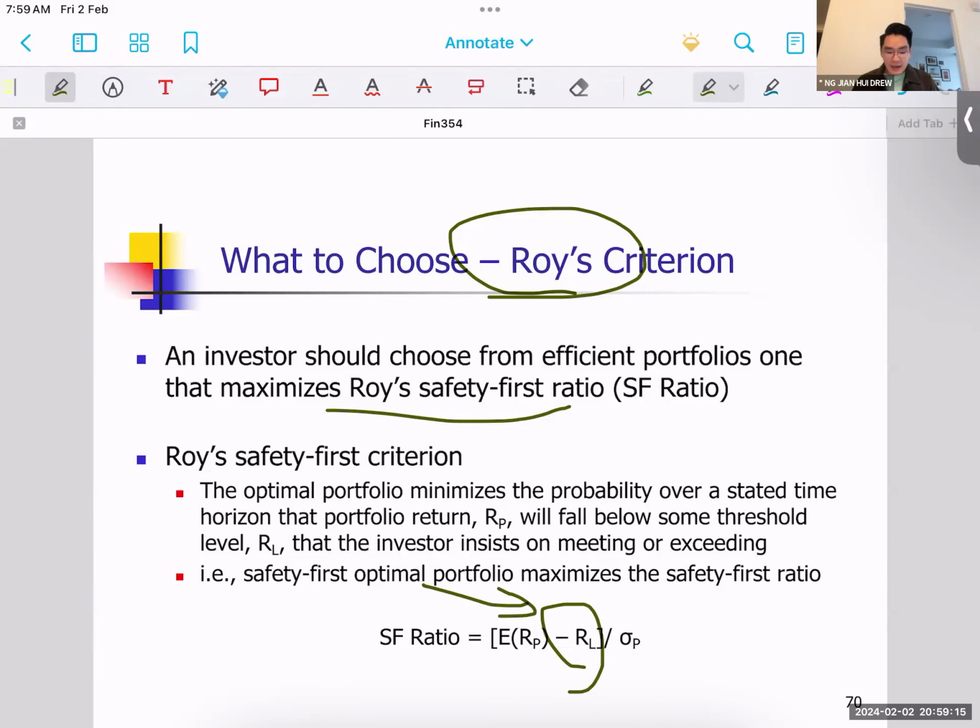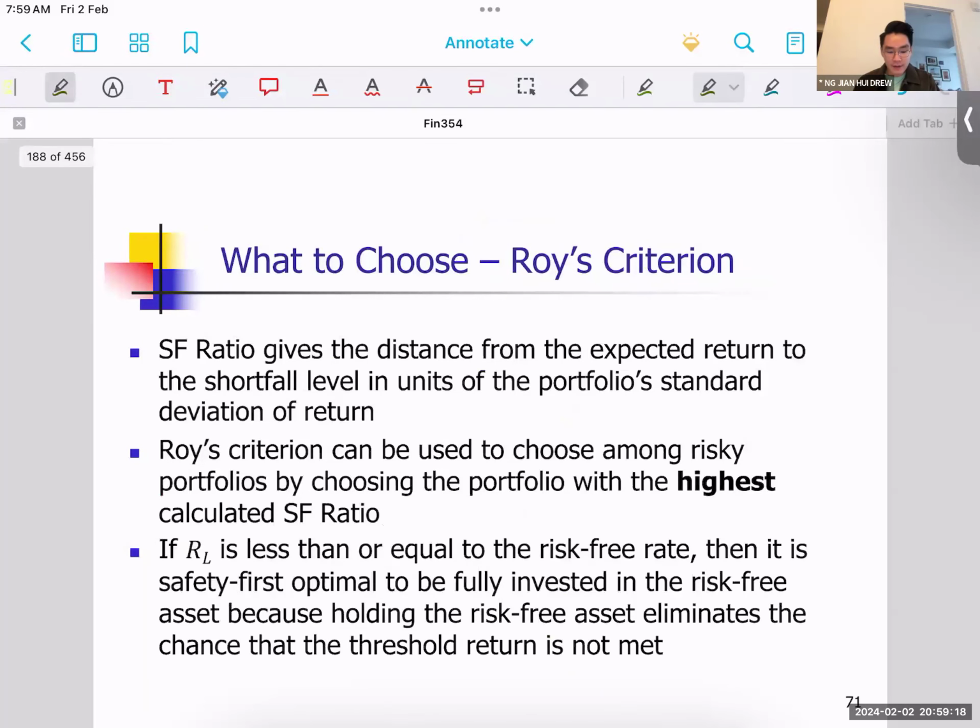Roy's safety first ratio gives the distance between the expected return of a portfolio and what the client requires. So basically, when we calculate the safety first ratio, we want it to be the highest, all right? However, if the RL, which is the level of return your client wants, is less than the risk-free rate, then you might as well just buy risk-free assets 100%, right?